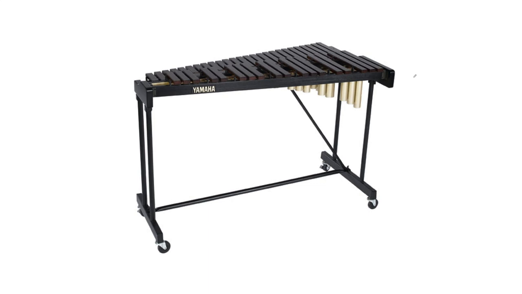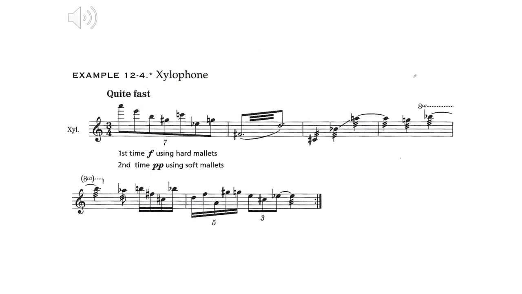Xylophone is made of wood and it has a high and penetrating sound. This is an example. The first time, we are going to hear it in forte dynamic, and the second time, we are going to hear it in pianissimo dynamic. It is an octave transposing instrument. The sound will be one octave higher than the notation. Let's hear it.